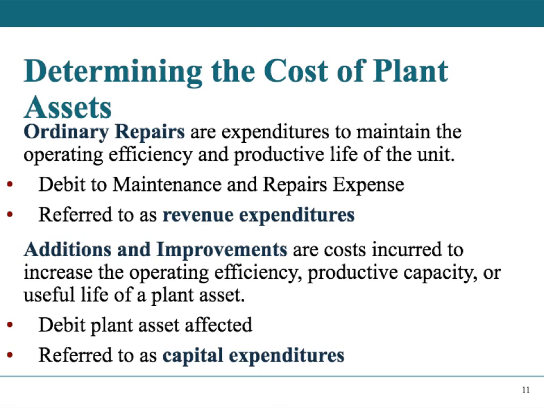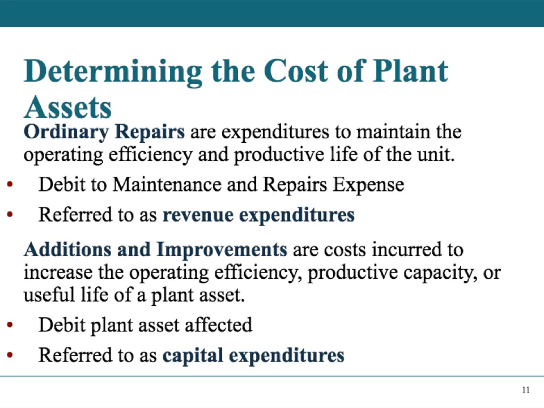However, you might have large expenditures that will either increase operating efficiency, such as you replaced a furnace. It used to be 75% efficient, now it's 95. So the cost of that furnace will be added to the cost of your building. So it becomes cost of your building. It's not your repair and maintenance. Or productive capacity. Think of an addition to a building, for example, or useful life of plant assets, such as you replaced the roof, or maybe you replaced an engine on a car, or maybe a transmission.